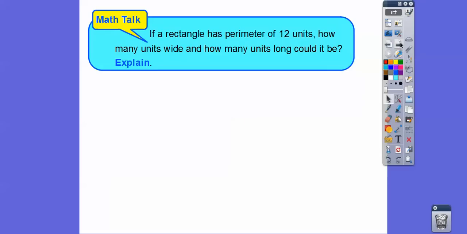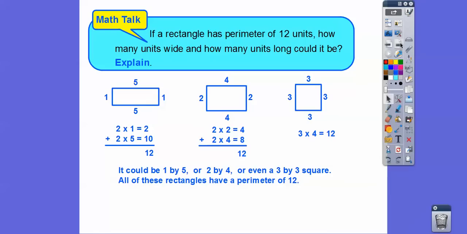All right, hey, if a rectangle has a perimeter of 12 units, how many units wide and how many units long could it be? Well, if it's 12 units, you guys, it could be 1 by 5, because 1 plus 5 plus 1 plus 5, or we can do what Janet does, 2 times 1 and then 2 times 5. Okay, that adds up to 12. And then here, 2 times 2 is 4, 2 times 4 is 8, and 4 plus 8 adds up to 12. A square is actually a rectangle, you guys. So a square that's 3 by 3 also has a perimeter of 12. So these could be all examples that have a perimeter of 12.